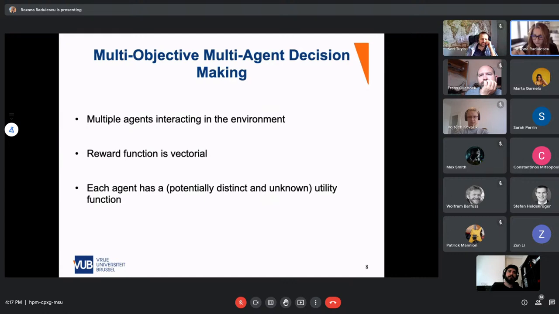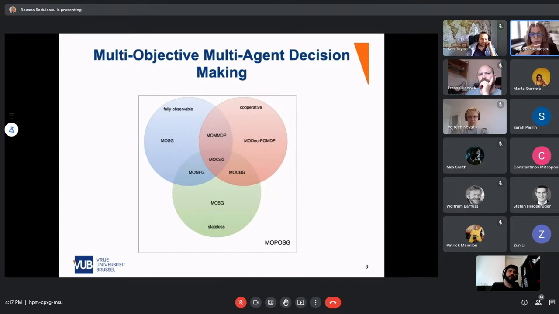So, we present here an overview of possible multi-objective, multi-agent models, starting from the most general one, multi-objective partially observable stochastic games. And depending on the assumptions we make regarding the setting we need to solve, we can also impose certain restrictions and transition to different models. So if we are in a fully observable situation, we will be under the multi-objective stochastic game scenario. If we additionally consider a stateless setting, then we are in the multi-objective normal form setting. If we add also a cooperative assumption on top, we are in the multi-objective coordination graphs, and so on.